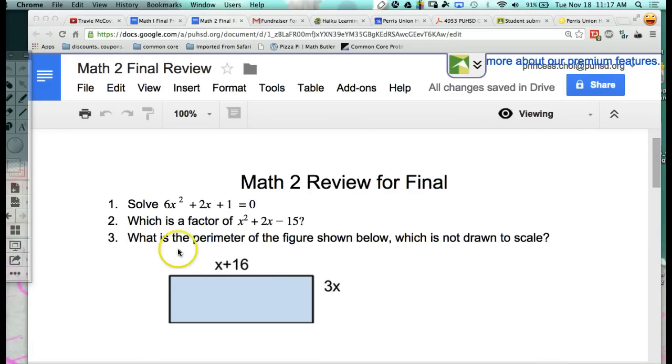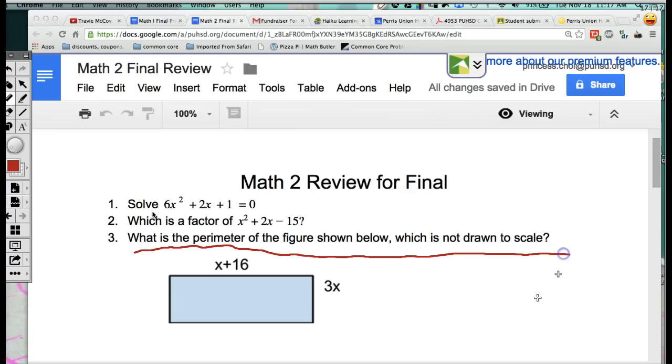So now I want to take you back to the third question, which is, what is the perimeter of the figure shown below, which is not drawn to scale? I don't want to have to write it on my colored screen, so go ahead and copy the question right now, okay? And so here's a picture of a rectangle, and this side obviously is x plus 16, and that side is 3x, and it's asking for the perimeter.